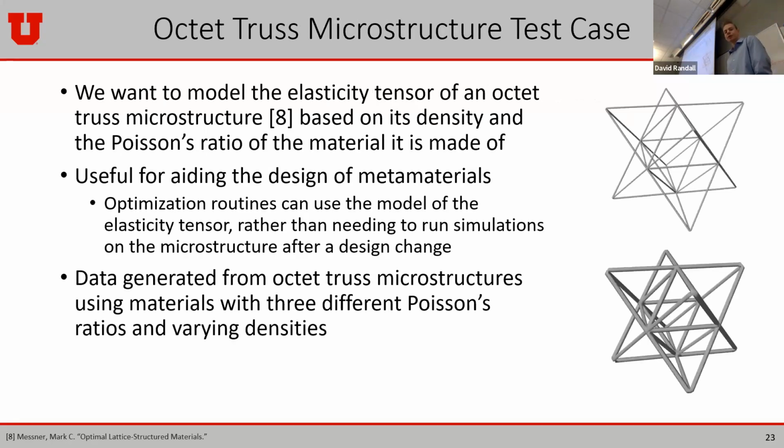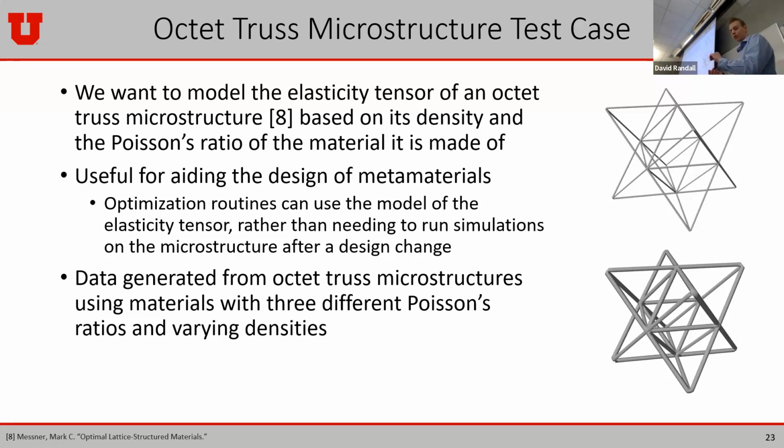So the first test case we'll be looking at is modeling the elasticity tensor of the octet truss microstructure shown on the right here. And we're interested in measuring or modeling the elasticity tensor of this microstructure based on the density of these supports. So at the top, we have a truss microstructure with less support, and at the bottom, we have it with thicker supports. And that relates to the density of the bounding unit volume around the microstructure. And so we'll call that the density of the microstructure.